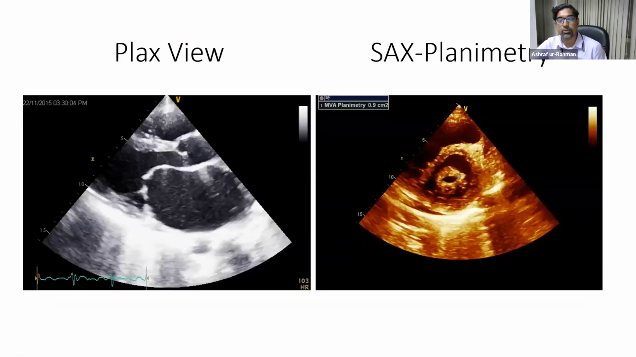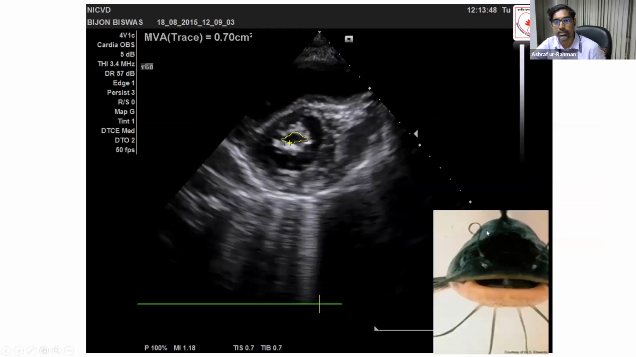How will we evaluate in the echo? You can see in the long axis view the valve is thickened. There is diastolic doming of the AML, and there is an enlarged LA. And this is the mitral valve area on the short axis view. Here you can see the valve area is 0.9 square centimeters. This is severe MS. This is the fish mouth appearance of the mitral valve.